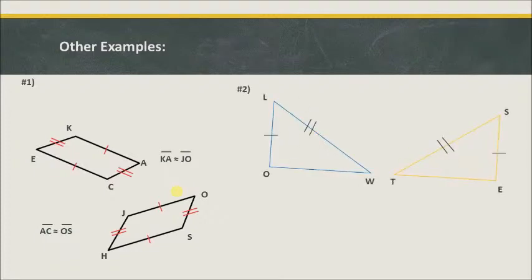Next, we have two congruent triangles here, which are triangle LOW and triangle SET. So we can conclude that segment LO is congruent to segment SE and segment LW is congruent to segment ST.